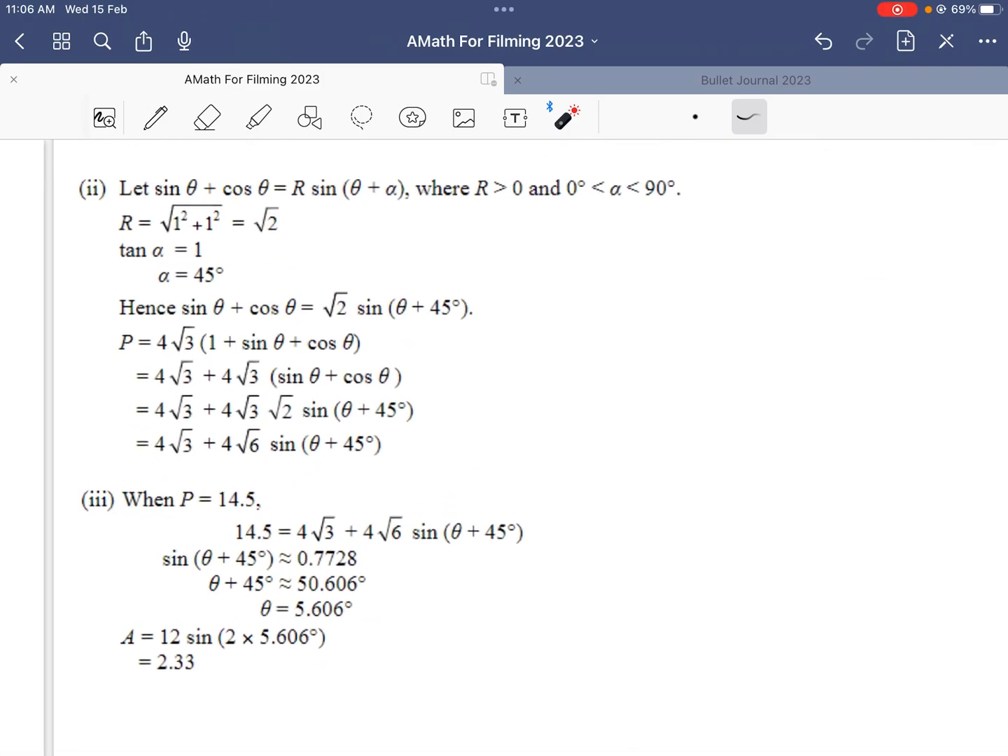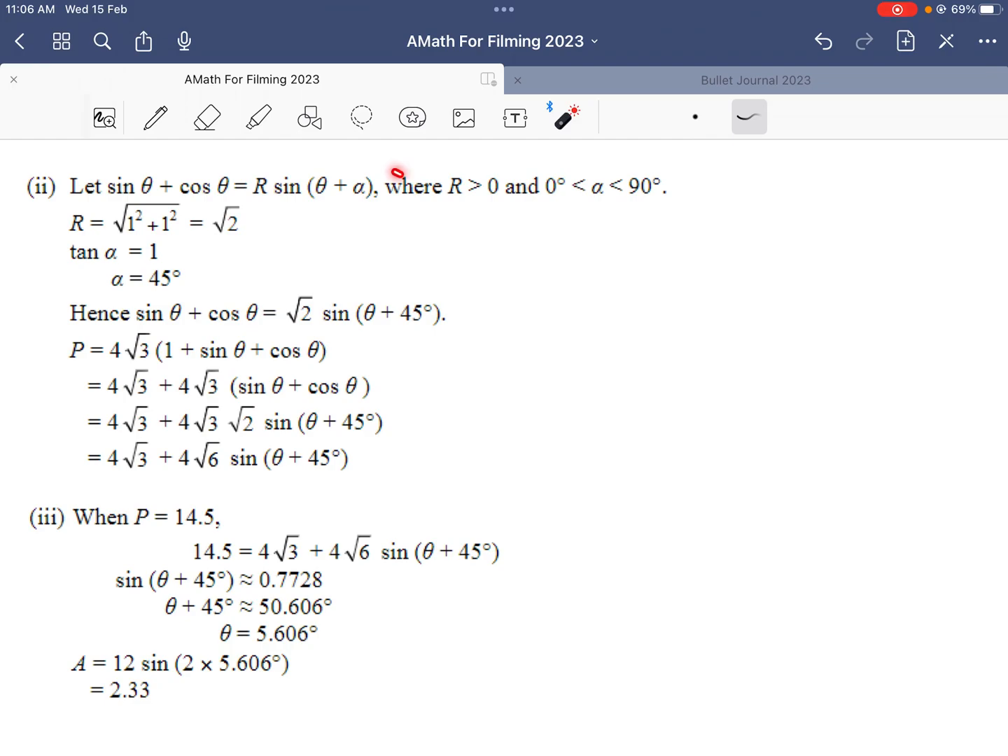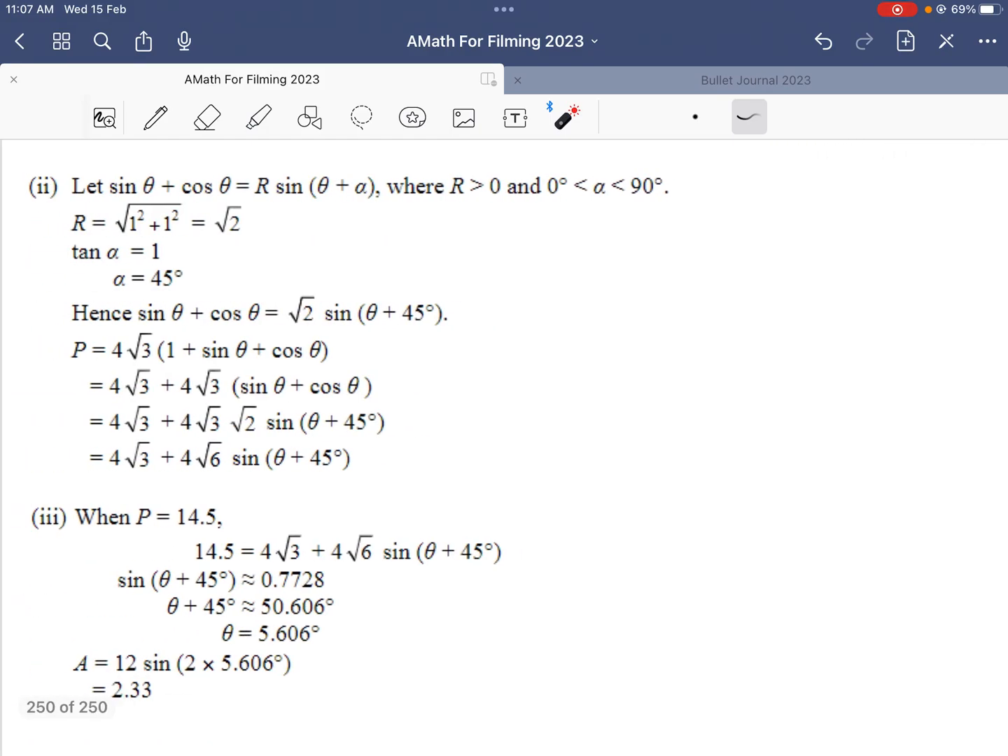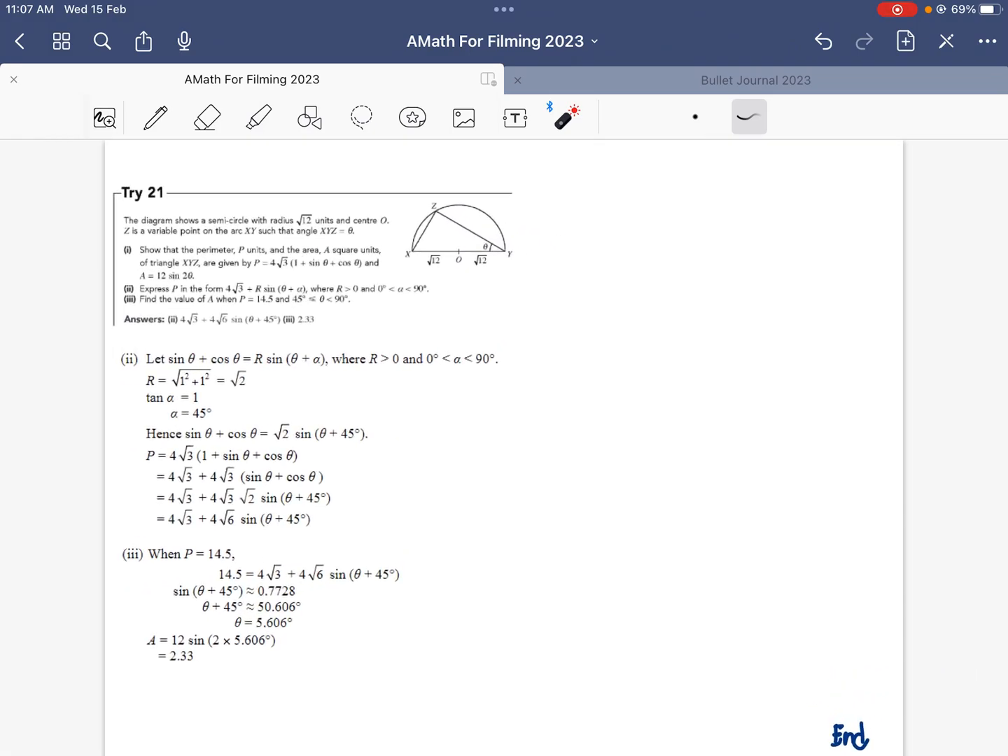Okay, for part 2 and part 3, I won't go through. This is the application of the R formula. So what you get is this value over here. So for the last part is when the perimeter is 14.5, you just plug it into your expression for the perimeter. You can solve and find that the theta is 5.606, so the area is 2.33 itself. And that's it, okay, for this 11.5.